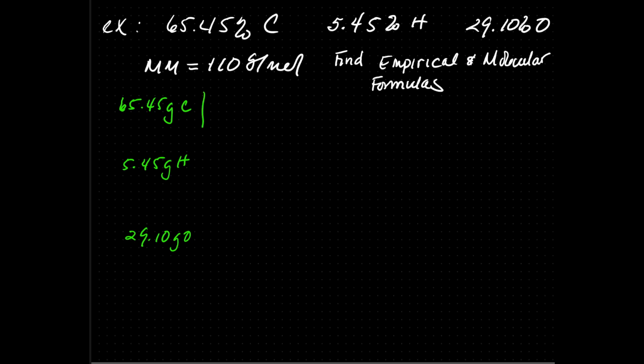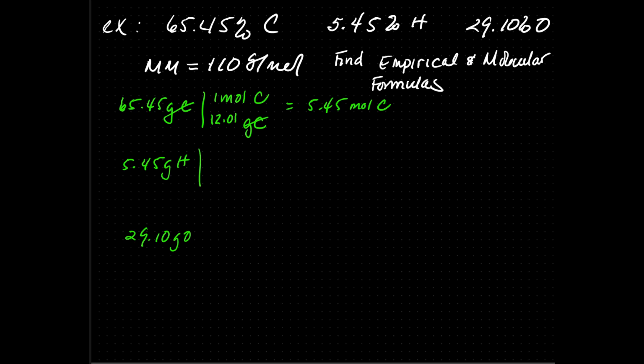Now we're going to go from mass to moles using molar mass. So we use dimensional analysis, grams of carbon, diagonals have to cancel out. There's 12.01 grams of carbon from the periodic table that's equal to 1 mole of carbon. We multiply 65.45 times 1 divided by 12.01, which is 5.45 moles of carbon. Remember, when we do empirical formulas, we always carry 2 to 3 digits after the decimal.